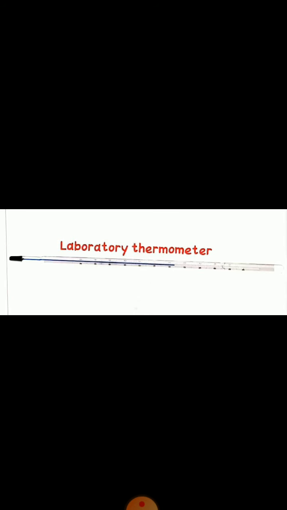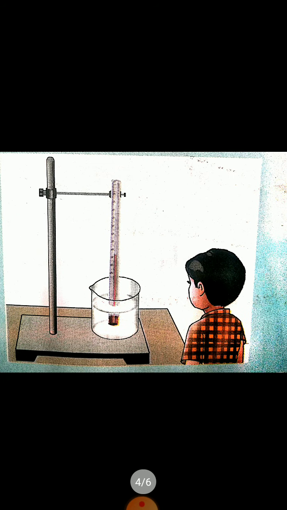Now see how we use this thermometer. As it is quite long, it needs a stand for proper handling. So we hang a laboratory thermometer on an iron stand so that the bulb is completely dipped in water, and the reading is the temperature of the liquid or water. In this way we can take the temperature of any liquid or water.